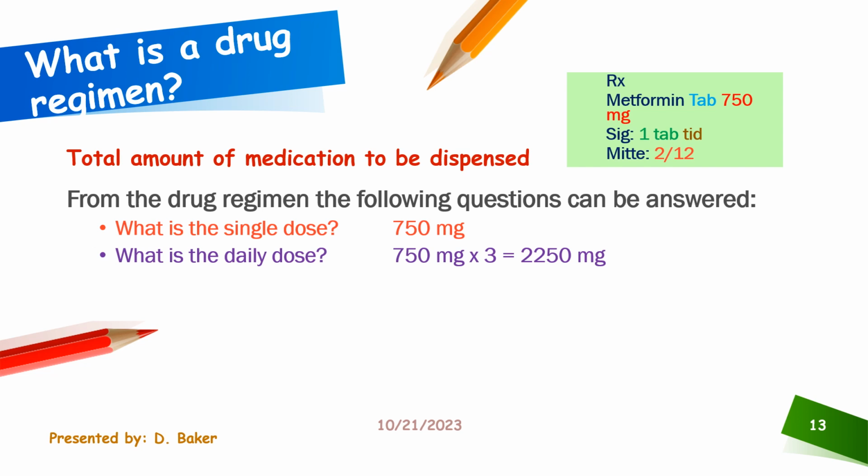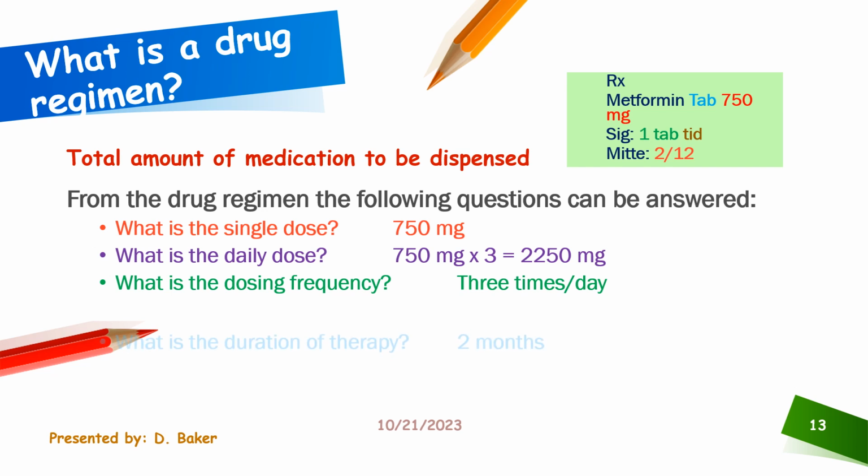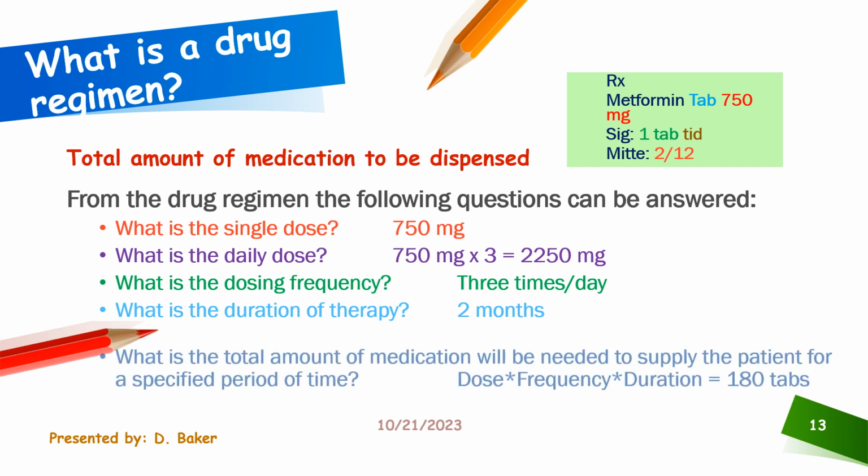So in terms of the daily dose, that would be 750 milligrams times 3, and that would give you 2250 milligrams. What is the dosing frequency? Again, that would be the TID in this prescription, and that is 3 times per day. What is the duration of therapy? So how long is the patient supposed to be taking the medication for? The patient is to be taking the metformin for 2 months.